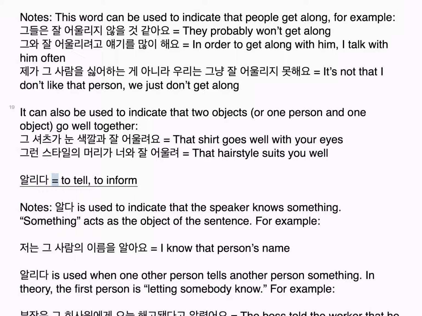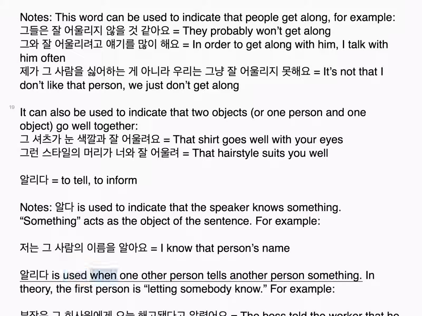알리다: to tell, to inform. Notes. 알다 is used to indicate that the speaker knows something. Something acts as the object of the sentence. For example, 저는 그 사람의 이름을 알아요. I know that person's name.